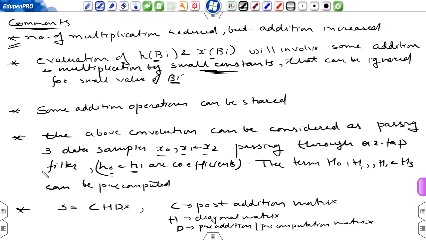And the Cook-Toom algorithm decomposes the convolution in the following form. So the matrix S is equal to matrix C into matrix H into matrix D into matrix X. C is the post addition matrix, H is a diagonal matrix, D is a pre addition matrix, and this X is the signal matrix. Okay.